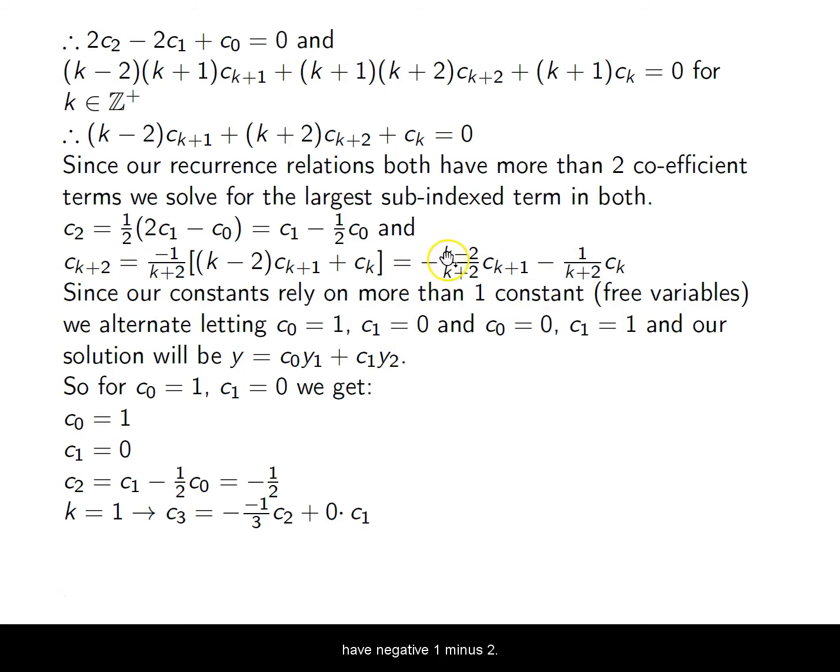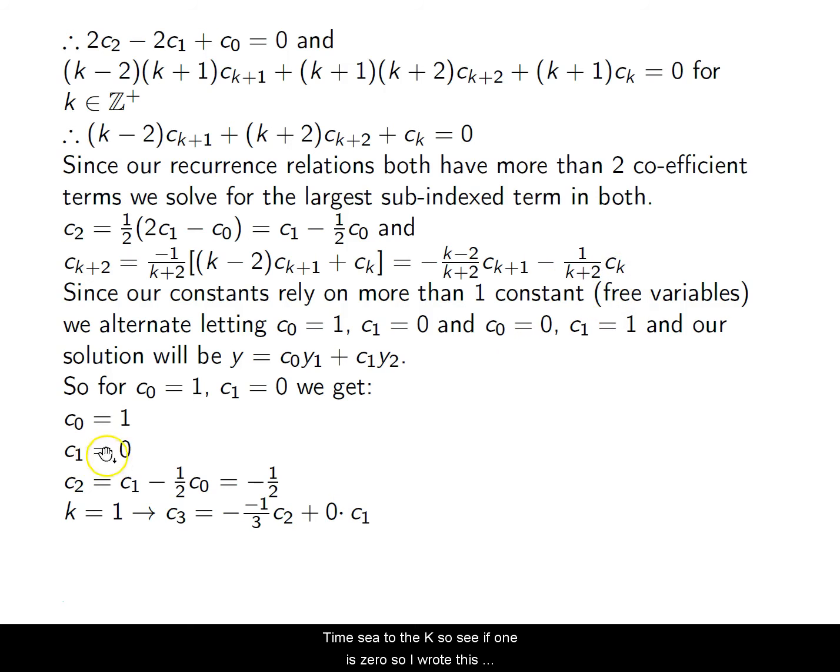So I have -1 minus 2. 1 minus 2 is a -1. 1 plus 2 is 3. So I got -1 over 3 times K is 1 here. So 1 plus 1 is C2, which I just found before, right? So I'm using the previous values to find my next value. That's why it's called a recurrence relation, right? Over here, I have minus 1 over K plus 2, so I'm using 1 over 1 plus 2, right? Because 1 plus 2 is 3, so 1/3, times c of k.